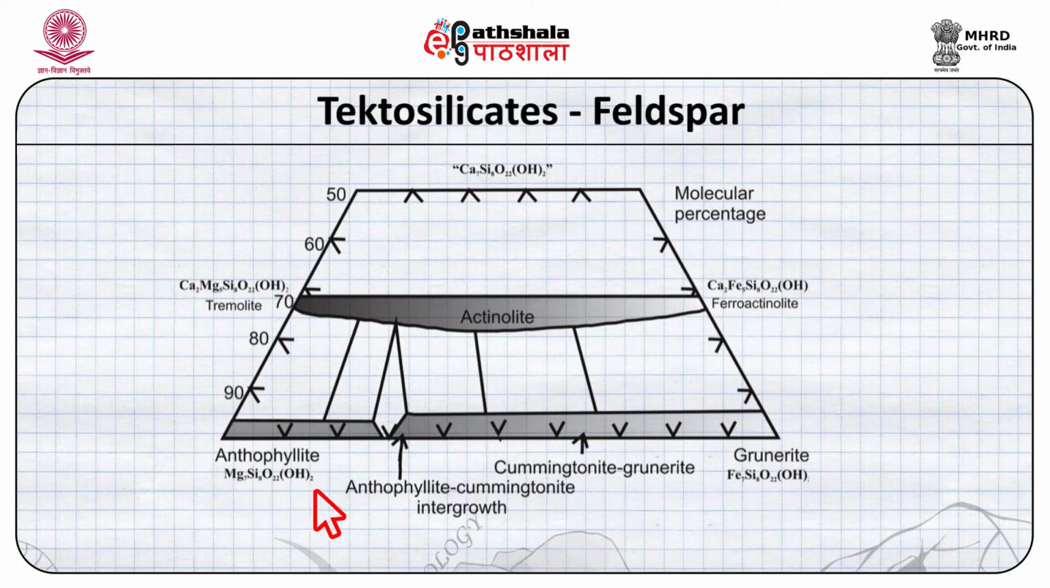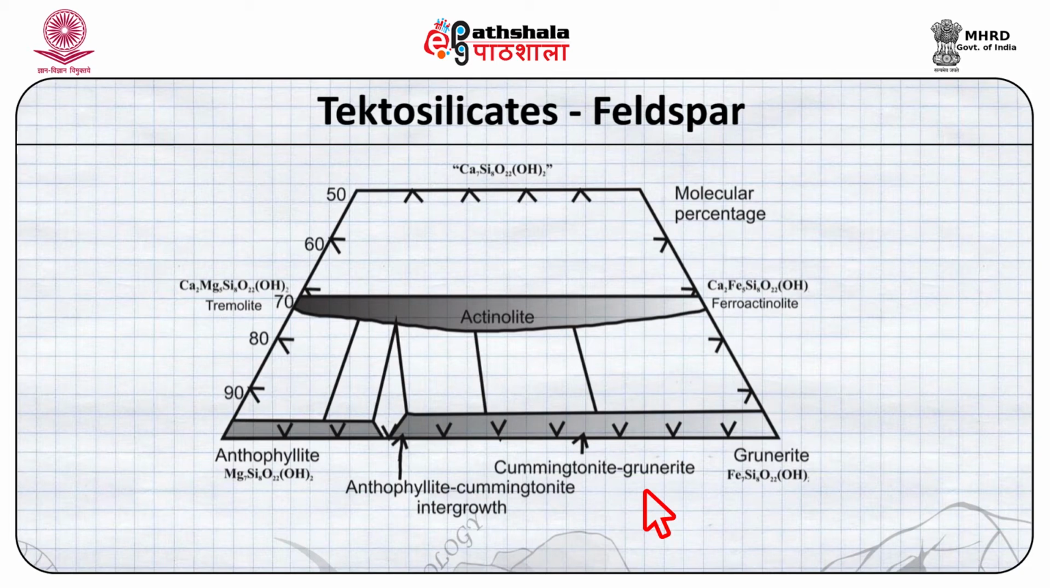Then there is a gap in solution, and the sequence of cummingtonite-grunerite amphibole commences. So, there is a subsolidus gap between anthophyllite and cummingtonite-grunerite. The higher calcium end member is represented by actinolite. In actinolite, there appears to be a complete solid solution between the iron and the magnesium end members. So, this diagram shows the possibilities of various types of amphiboles, dominantly the calcic and subcalcic amphiboles.